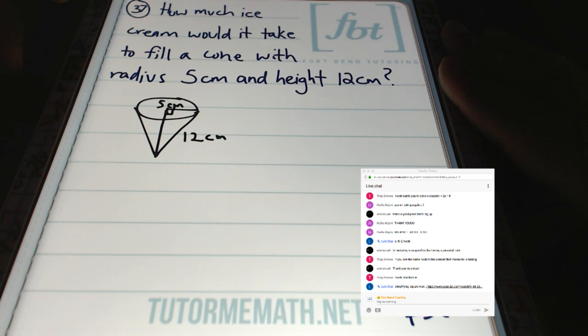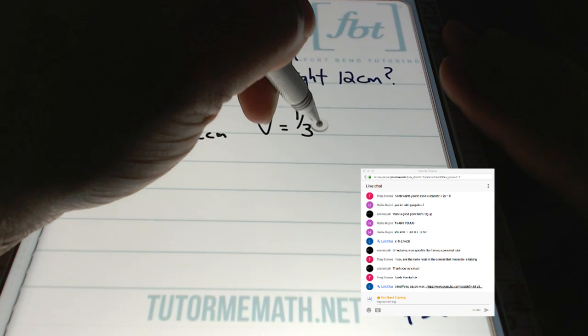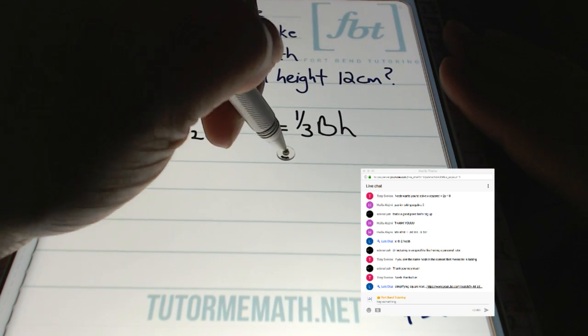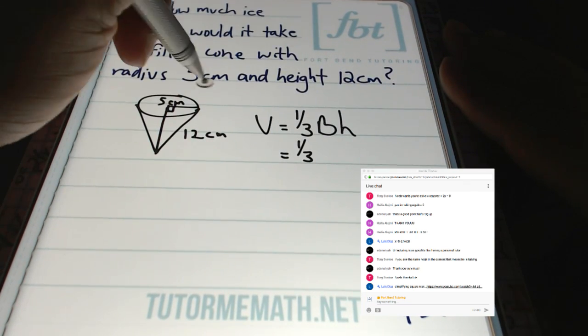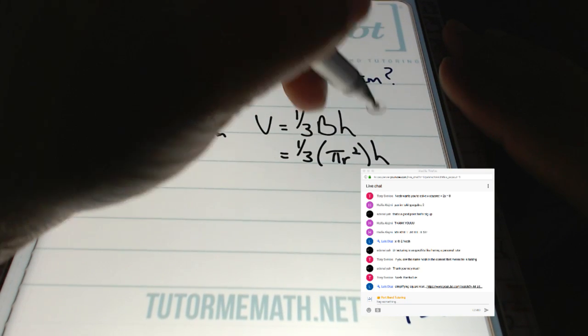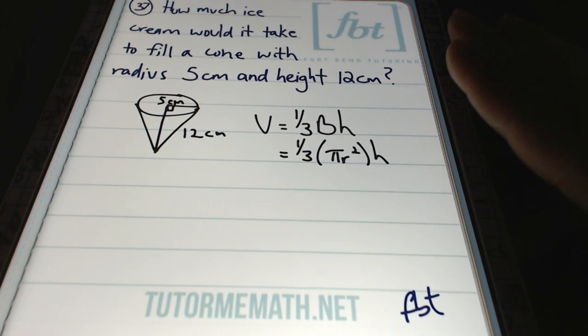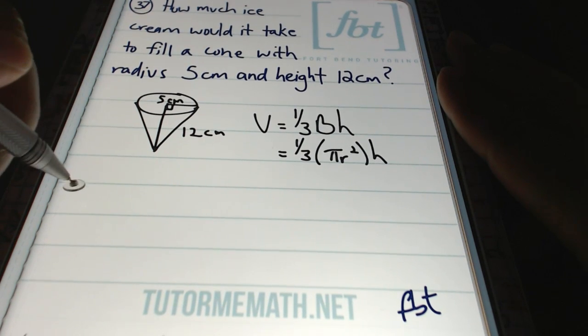And because we're looking for the volume of this cone in order to solve the problem, we'll be using the formula volume equals 1/3 the area of the base times the height. So in this case, the area of our circular base is going to be pi r squared times the height of the cone. This is a formula that we can use to solve our problem right here. So let's go ahead and plug in these values.